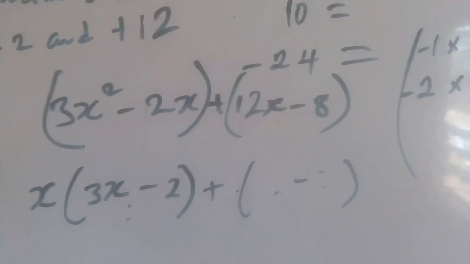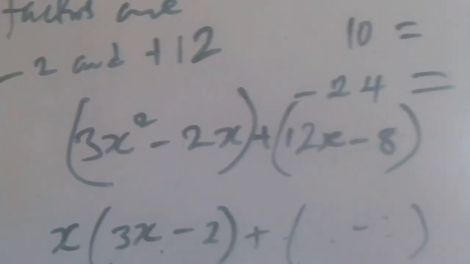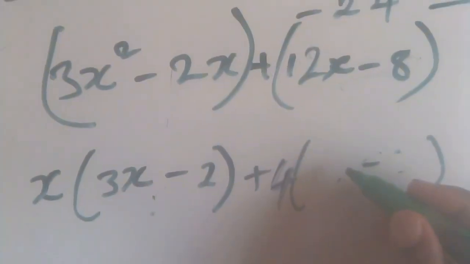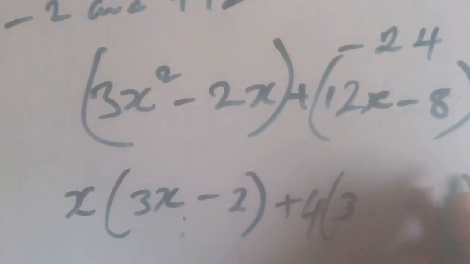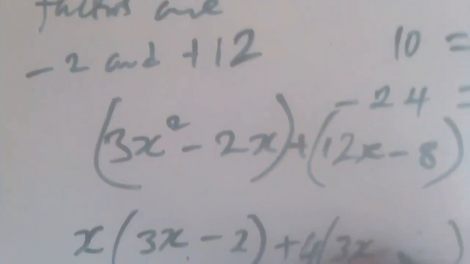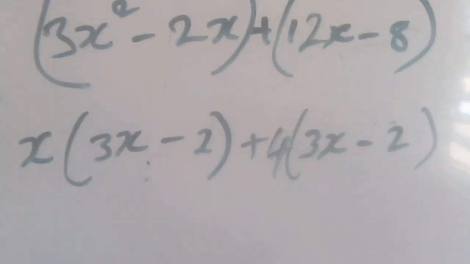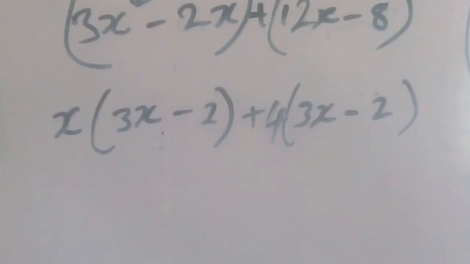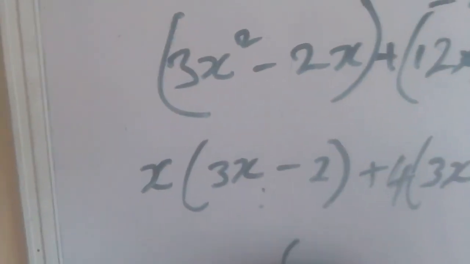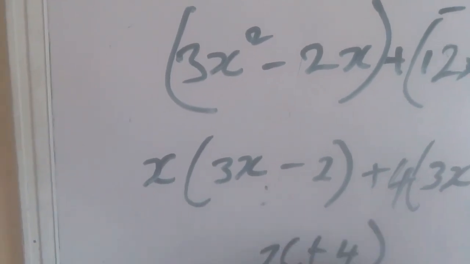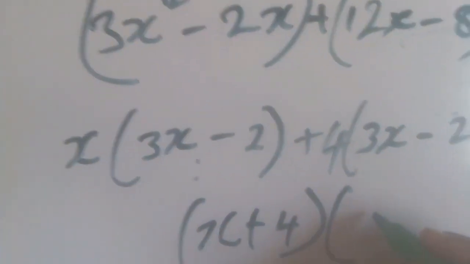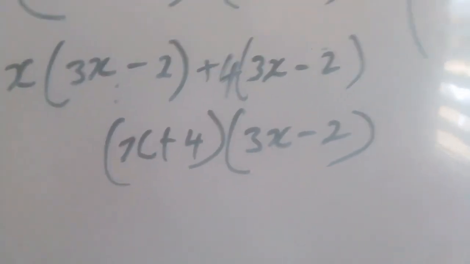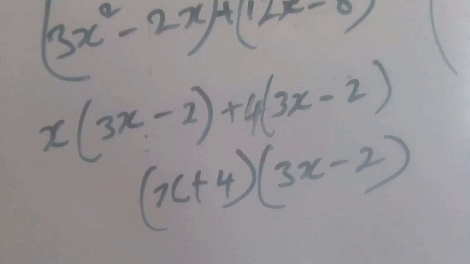We can see that the common factor between the two terms is 4. So we have plus 4. First, 12x divided by 4, we have 3x, and minus 8 divided by 4 gives minus 2. So we have 3x minus 2. Once we bring these two terms outside the bracket together, the first bracket is x plus 4 and the second bracket will be 3x minus 2. So this is the correct factorization for that particular expression.